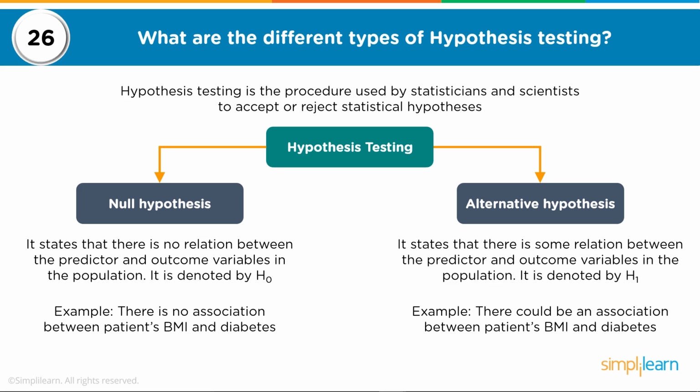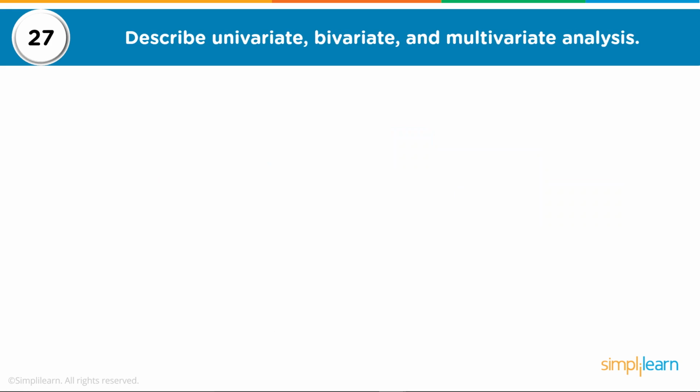Example: there is no association between patients' BMI and diabetes. The alternative hypothesis states there is some relation between the predictor and outcome variables in the population. It is denoted by H1. Example: there could be an association between patients' BMI and diabetes. And that's the body mass index, if you didn't catch the BMI and you're not medical.